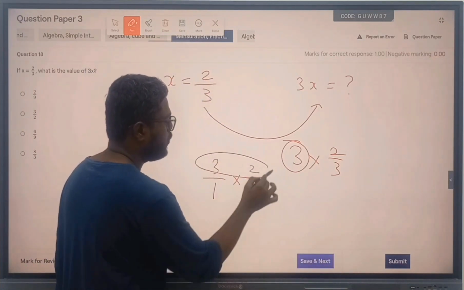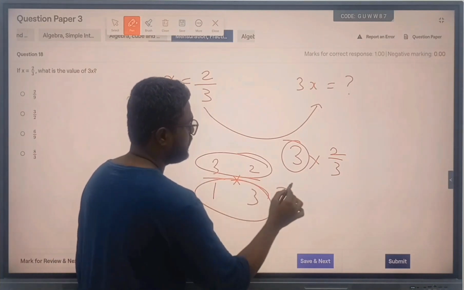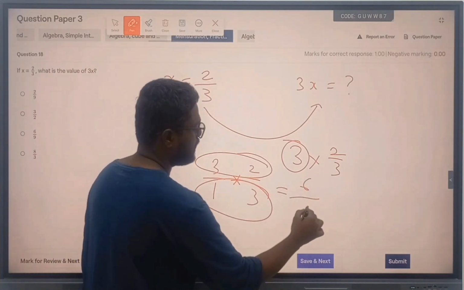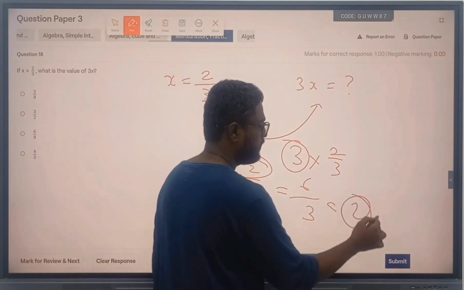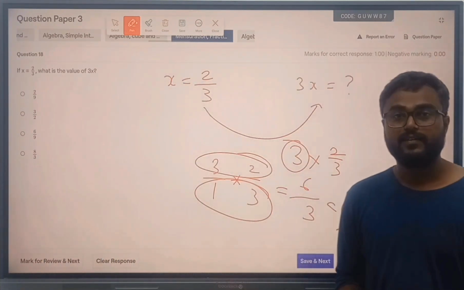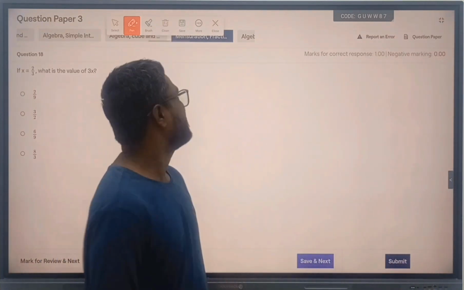What you have to do is multiply the numerator with the numerator and the denominator with the denominator. So what do we have? 3 times 2 is 6. 1 times 3 is 3. So 6 divided by 3 is equal to 2. That's our answer. Okay, so let's move on to the next question.